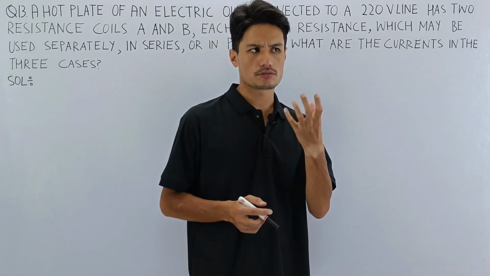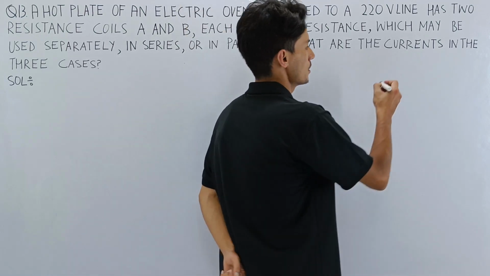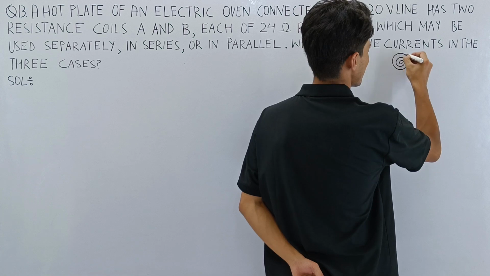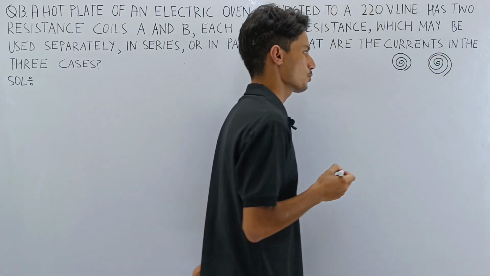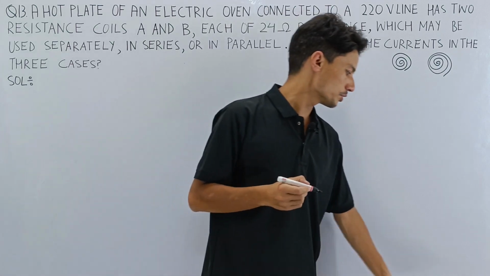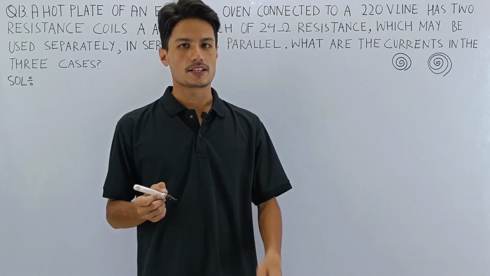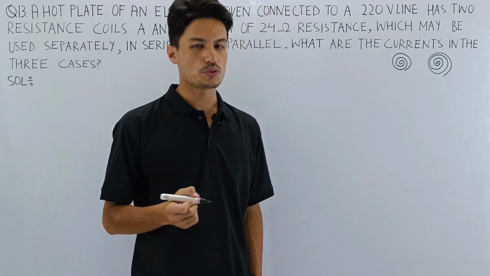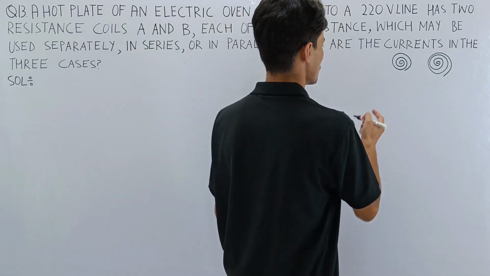The question talks about resistance plates or hot coils, okay, hot plates. So how do we draw them? We can draw them like this, a spiral. This resembles one of my favorite foods. Which food is it? It's very sweet in nature. Yes, you got it correct. It's jalebi. I have a sweet tooth and jalebi is one of my favorite foods. I like it.